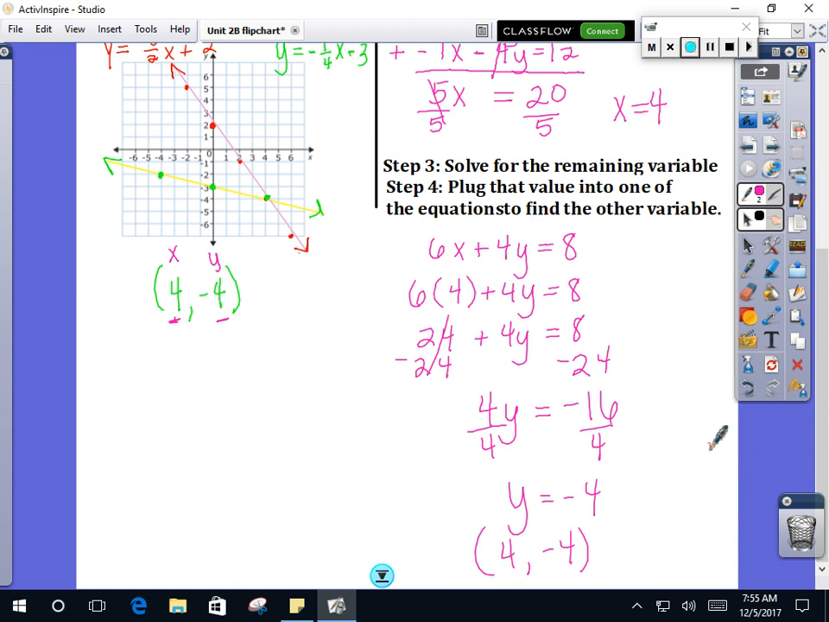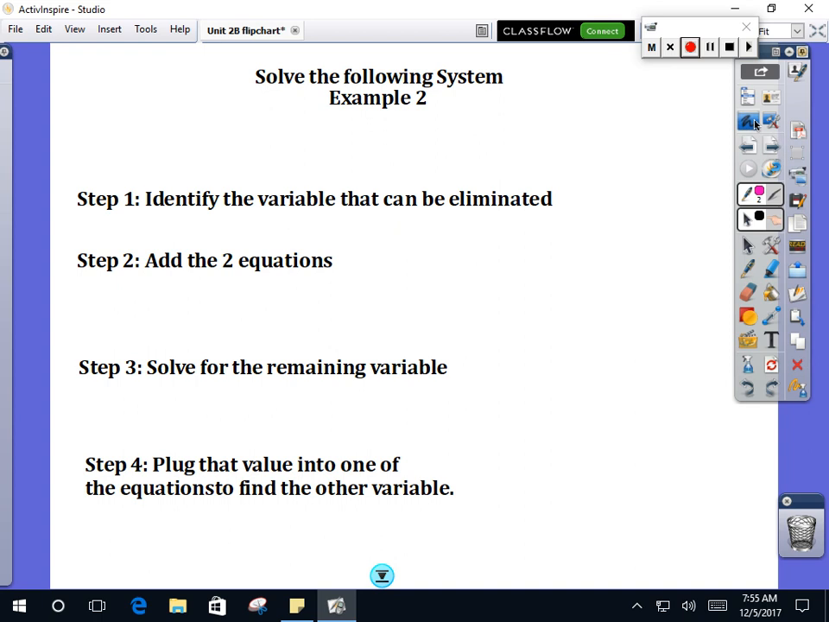Okay, let's try another one. Go ahead and flip over to the back of your note sheet, and we're going to try another example. Go ahead and write the example up here as I write it. The system is 6x minus 4y equals negative 18. That's the first equation. The second equation is negative 6x plus 7y equals 18.